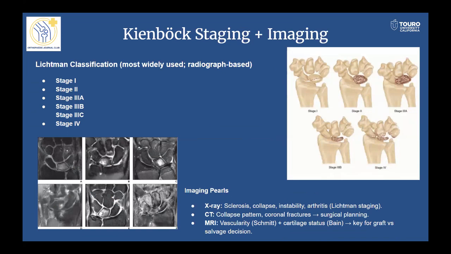Classically, the most widely used classification is Lichtman. However, there are other categories for naming this disease. There's the Bain scale and also the Schmidt scale. I'll just focus on the Lichtman. So you see that there's stage 1 versus stage 4. Stage 1 is considered normal, less severe, but stage 4 is the severe side, based on the pictures on the right.